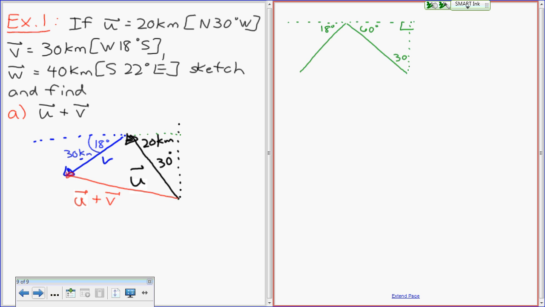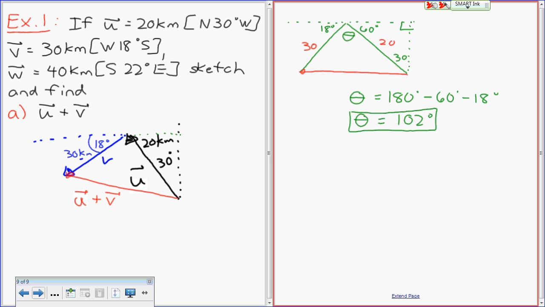Okay. What's the easiest way now to get the middle part? Chris, go ahead. Since the line is 180, it's kind of 180 minus both of them. Yeah, so theta is going to be 180 minus 60 minus 18, which is 102, I think. Yep. I'll just put some dimensions in here, so that's a 30, that's a 20, and this is my U plus V.